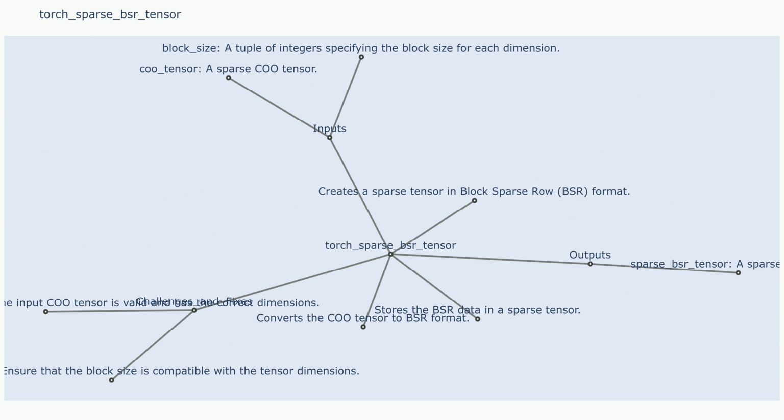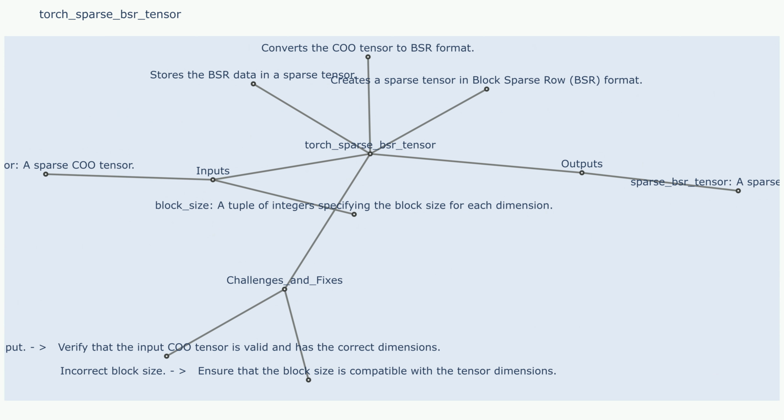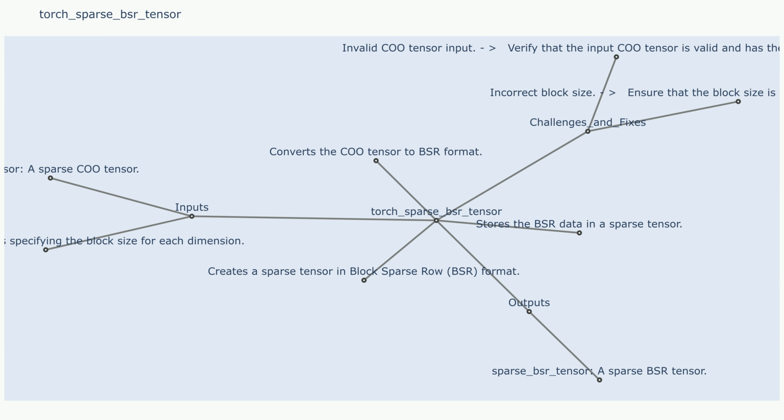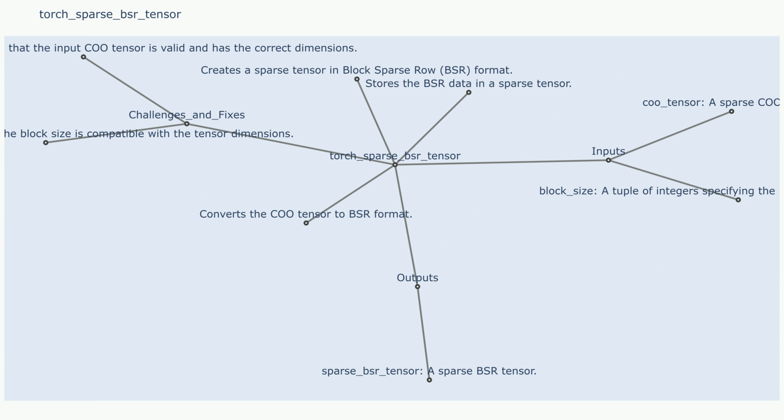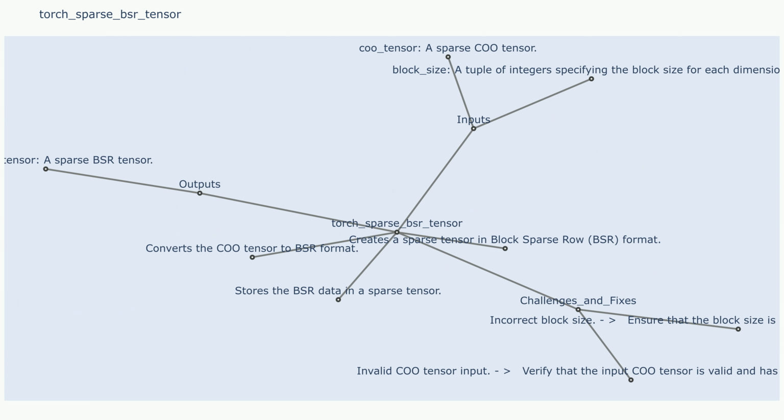Outputs. Sparse BSR tensor. This is the resulting sparse tensor in the BSR format. It stores the sparse matrix as a tuple of 3 dense tensors: crow_indices, col_indices, and values. Crow indices: this tensor represents the starting indices of each row block in the values tensor. Col indices: this tensor contains the column indices of the non-zero elements within each block. Values: this tensor stores the non-zero values of the sparse matrix organized by row blocks.